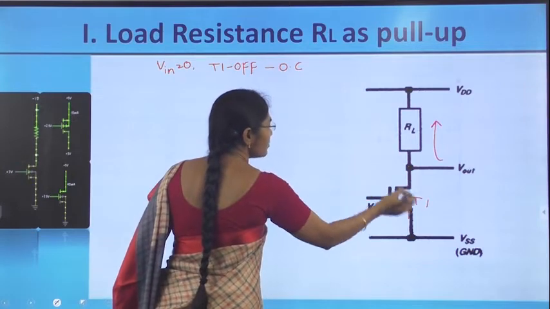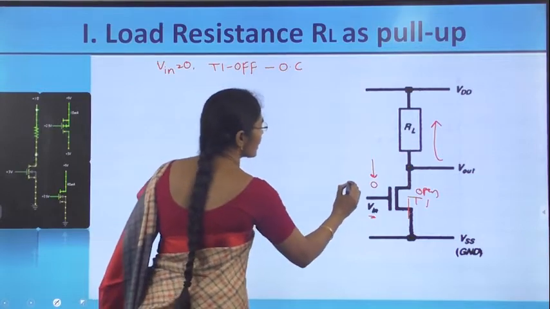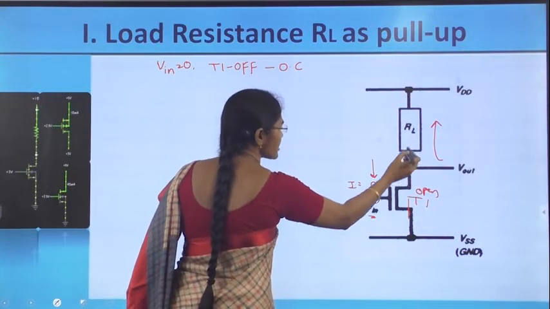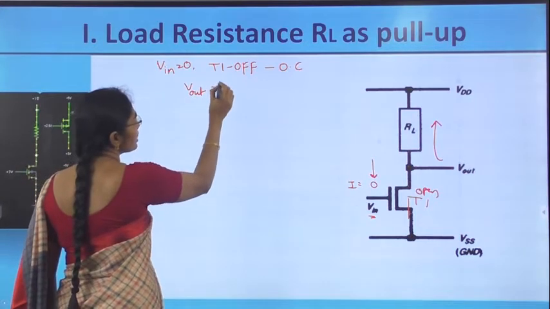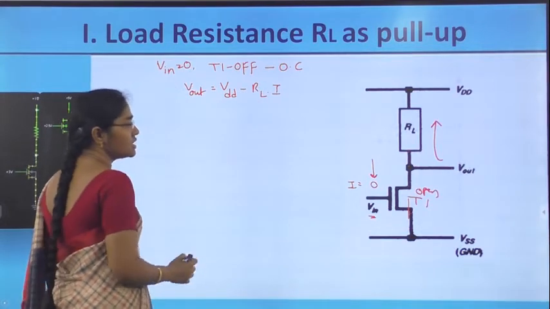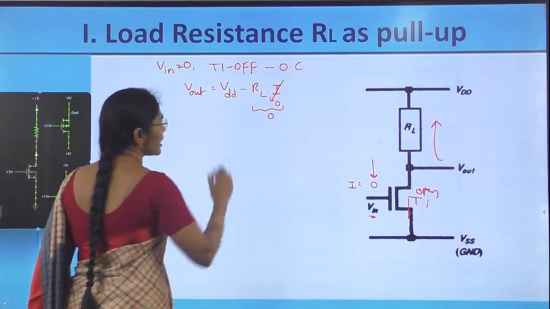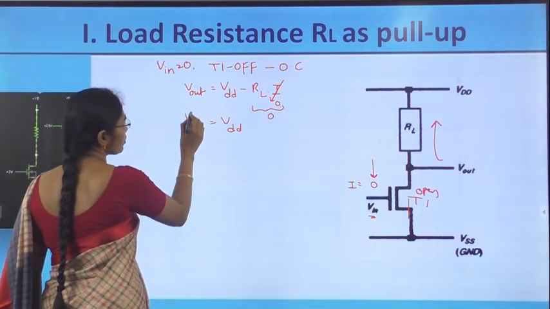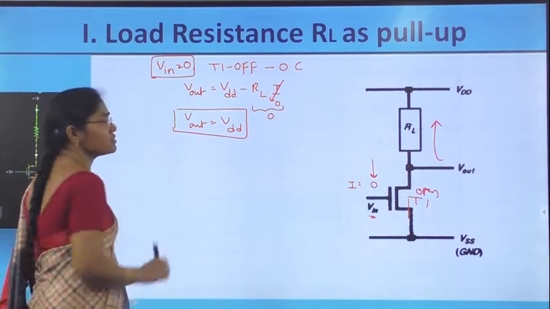Because it is an open circuit, the current is equal to 0. Since current is equal to 0, there is no drop across RL. Therefore, Vout is passed to VDD. What is the Vout equation? The Vout equation is VDD minus RL into I in the circuit. Since the transistor is an open circuit, I is equal to 0. Therefore, the product of RL into I is equal to 0, and VDD minus 0 is equal to VDD only. So, Vout is equal to VDD for the case of Vin equal to 0.